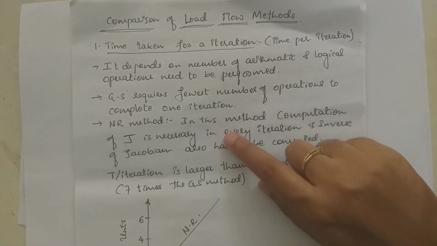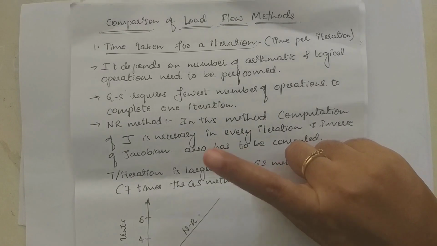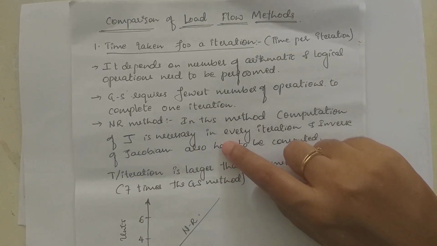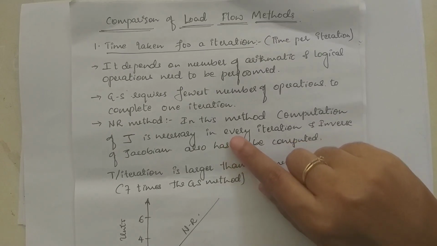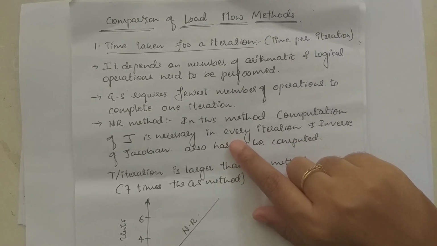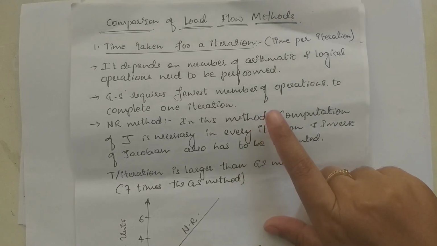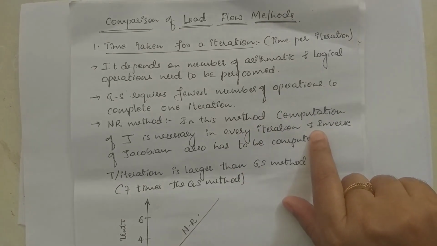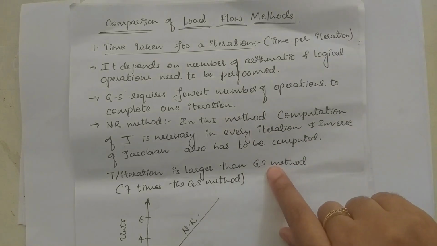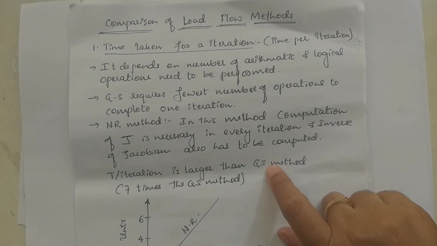In the NR method, P, Q, delta P, delta Q, and the Jacobian matrix need to be calculated at every iteration. After calculating the Jacobian matrix, the inverse of the Jacobian has to be taken. So time per iteration is larger than the GS method. It is 7 times the GS method.